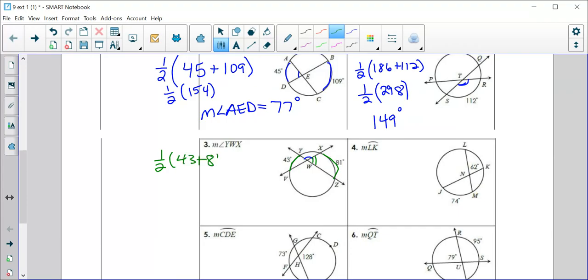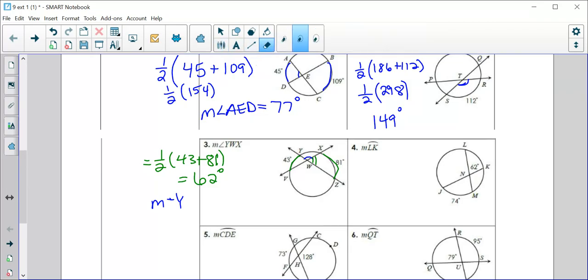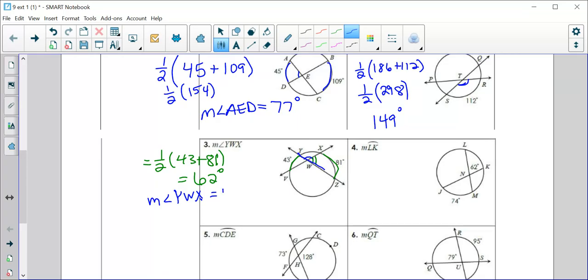And then that will give us the angle on the left and the right. So if we add those up, half of 43 plus 81, that would be 62 degrees. And then that's not quite the angle we're looking for. We're looking for the measure of angle YWX. And so we need to subtract from 180 to get that, since that makes a straight line. So that's going to be 118.